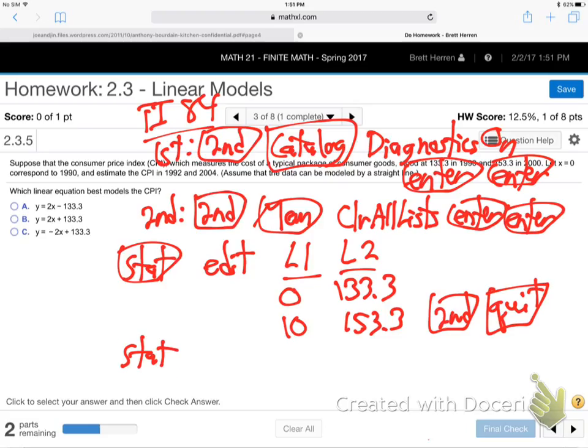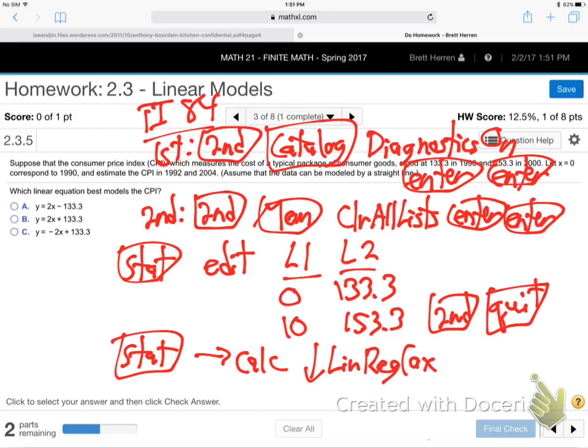Hit stat again. We're going to go back into the stat menu. This time go across to the calculate menu and go down to linear regression. I think it has an AX plus B or something, right? Linear regression, AX plus B. Hit enter, maybe twice. Enter once or enter twice, I don't know. Whatever it takes. And you should have some answers. In fact, are you guys getting 2x plus 133.3?